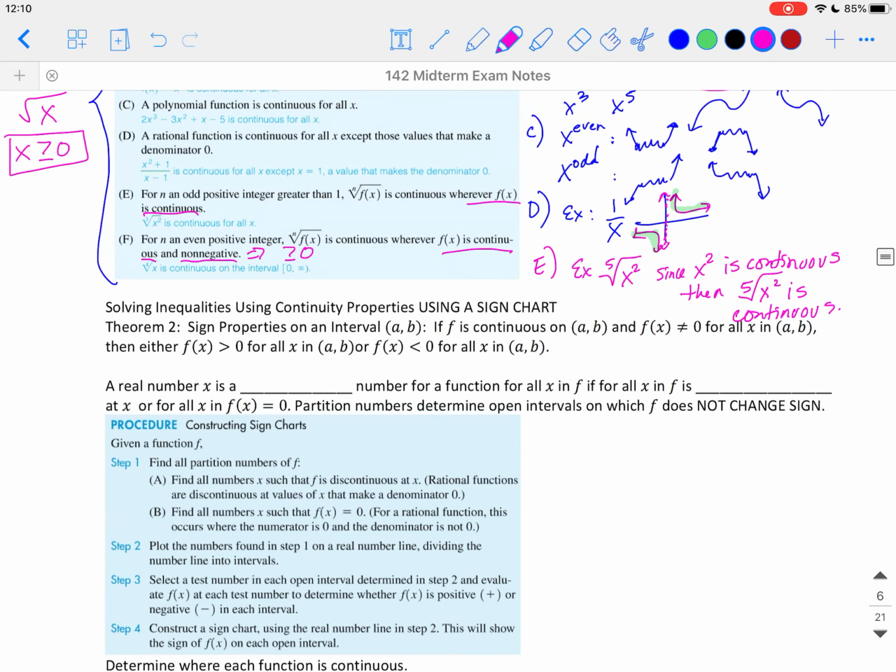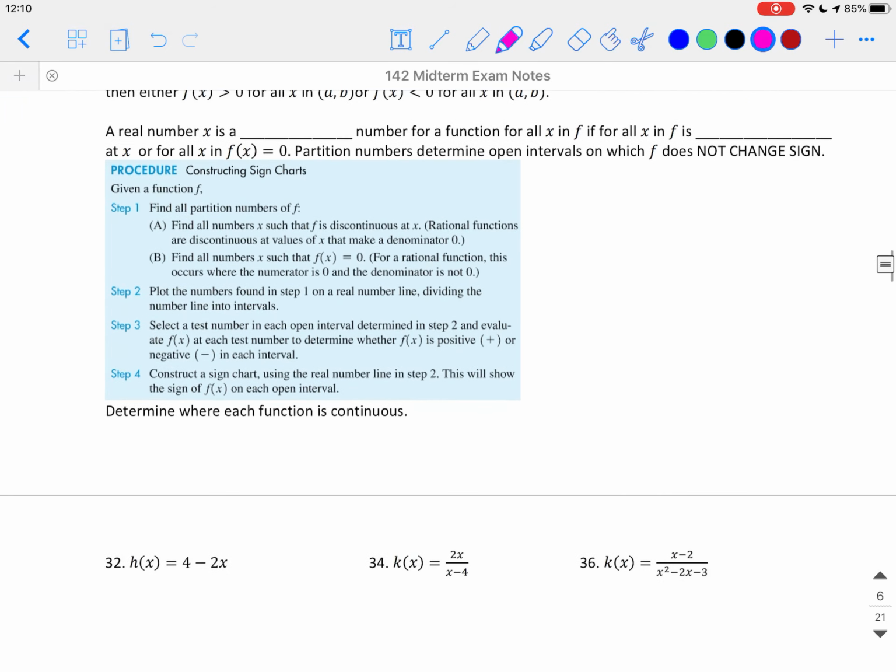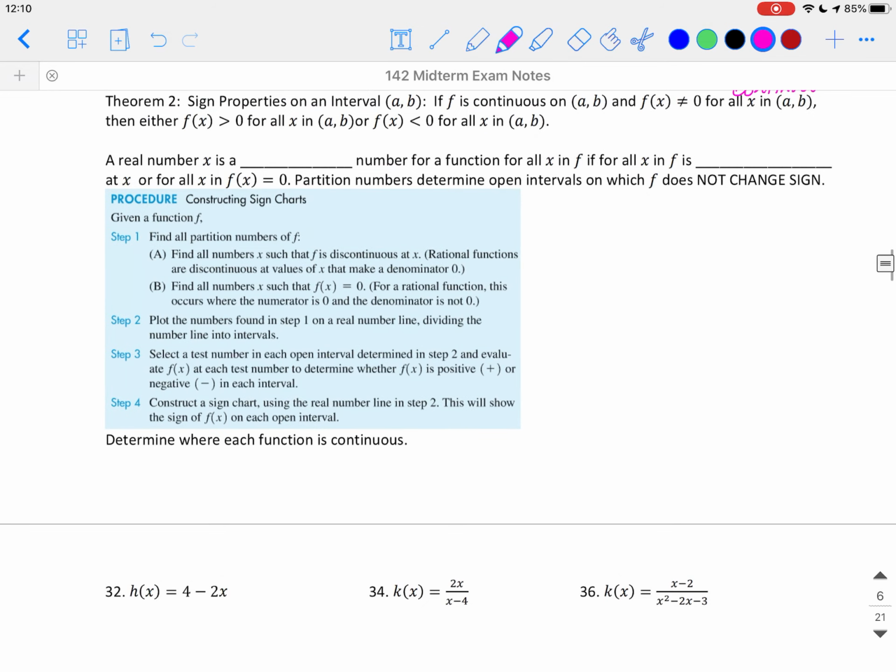So we're going to solve inequalities using a sign chart. And we have some steps there. And I should have cut this off, but before I actually go over these steps, I apologize. These instructions should have been here. So we're going to determine first where each function is continuous before we do this sign chart. So we have h of x is equal to 4 minus 2x.